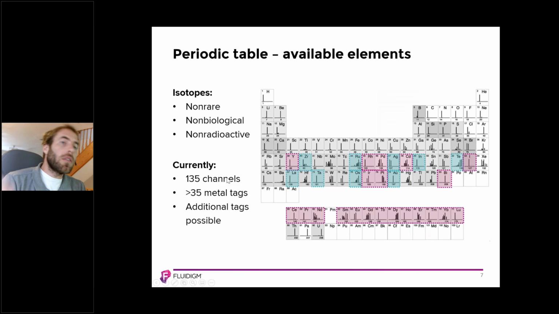We currently have 135 different channels available, ranging from about arsenic to bismuth. But currently there are about 35 different metal tags that you can access out of the catalog. Many additional tags are possible, and academics and other groups have worked out novel chemistries that you can certainly use and leverage to increase the number of markers and gain additional information about your systems.